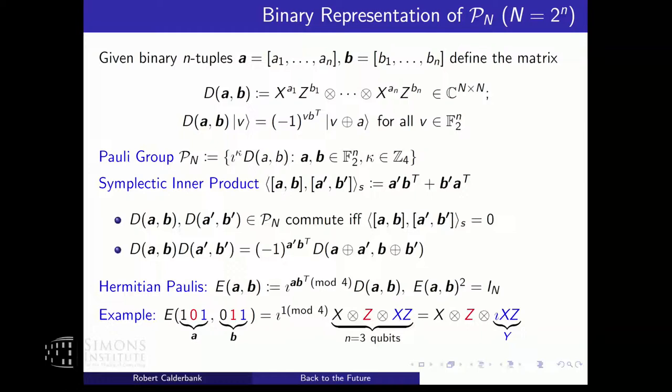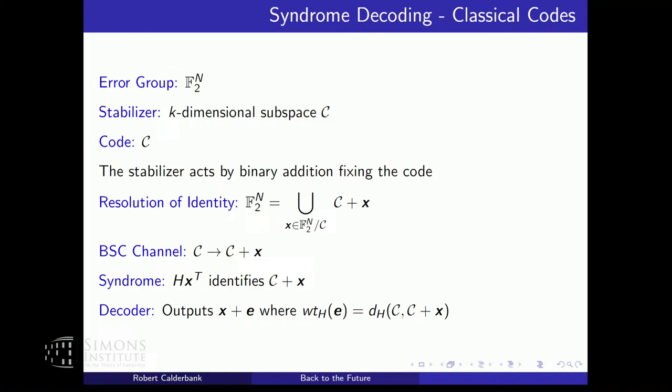Anyway, so this is the Pauli group. This is the symplectic inner product. Let's just talk about syndrome decoding of codes. Here I'm going to have 2 slides. I'm going to make a correspondence between the classical world and the quantum world. So here's the classical world, error group. Stabilizer is just a subspace of binary strings. Stabilizer acts by binary addition. It fixes the code. We have a resolution of the identity, just like we have in quantum, just a union of cosets. Binary symmetric channel takes you to a coset. When you do syndrome decoding, it identifies the coset. It doesn't identify the vector in the coset. There is a most probable way to have gotten to that coset. You just invert that. That's how you decode.